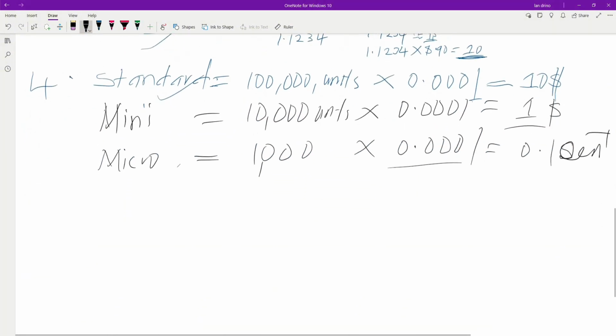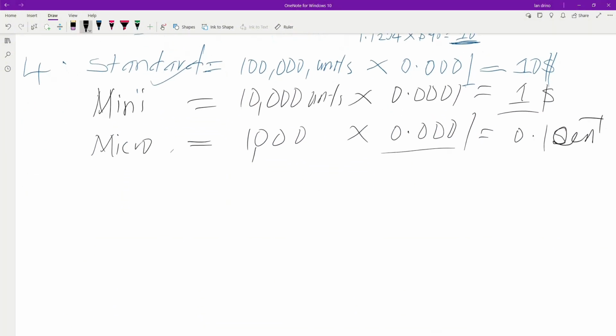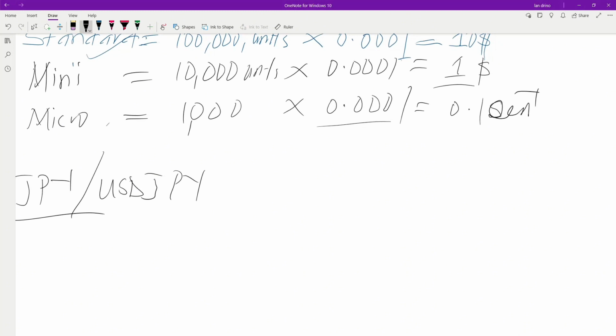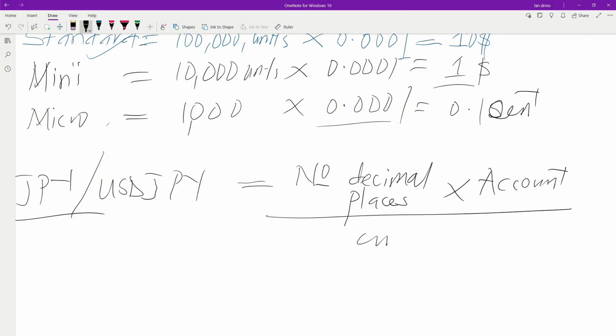Okay, now what about the JPY pairs? If you want to know the value per pip for the JPY pairs, they are calculated differently. Let us look at the fifth category, the JPY pairs, for example, USD JPY. Remember, we say the value per pip is always calculated universally as the number of decimal places times your account size divided by the current market price or the current exchange rate.